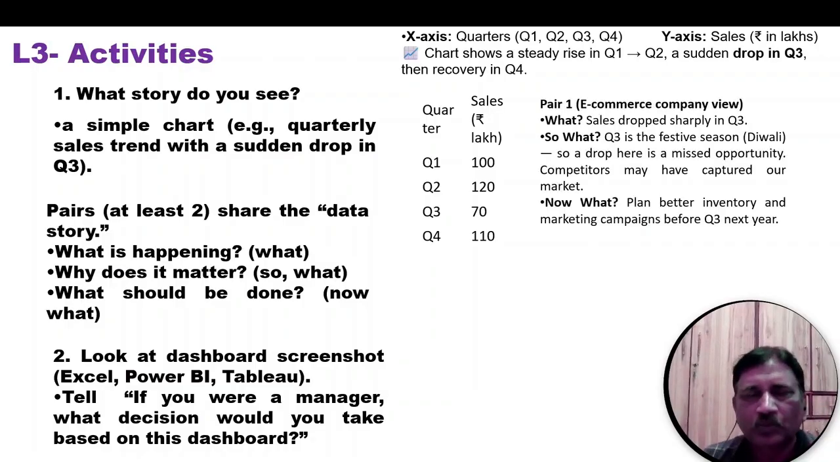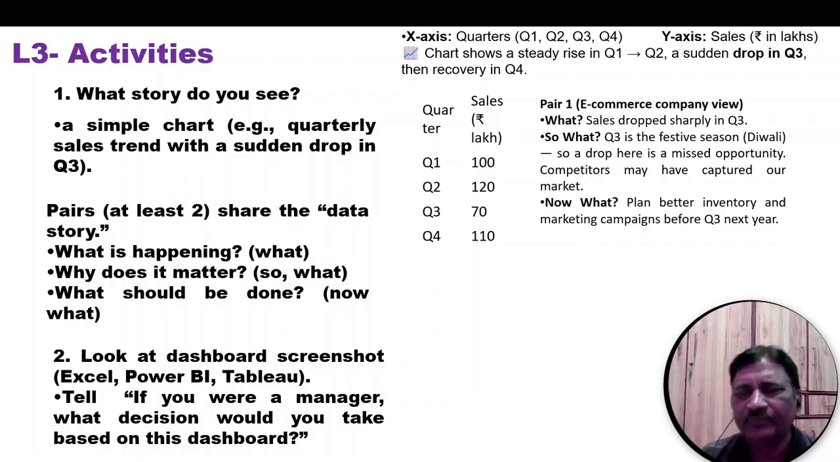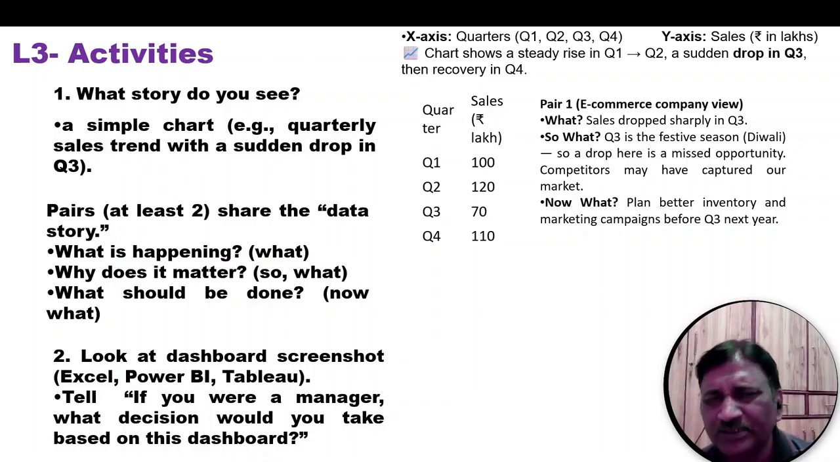Pair one is now discussing what every pair will obviously indicate as the problem: the sales dropped sharply in quarter three. So what, and now what, may differ from pair to pair.